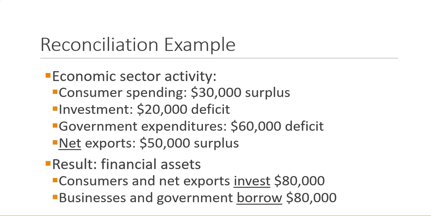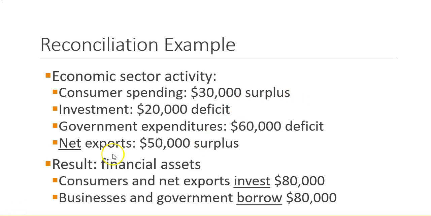So let's look at a simple example. In this example, we have our activity in the four sectors of consumer spending, $30,000 surplus, investment activity or business activity, $20,000 deficit, government expenditures, $60,000 deficit, and net exports, $50,000 surplus. That means that exports are greater than imports by an amount of $50,000.